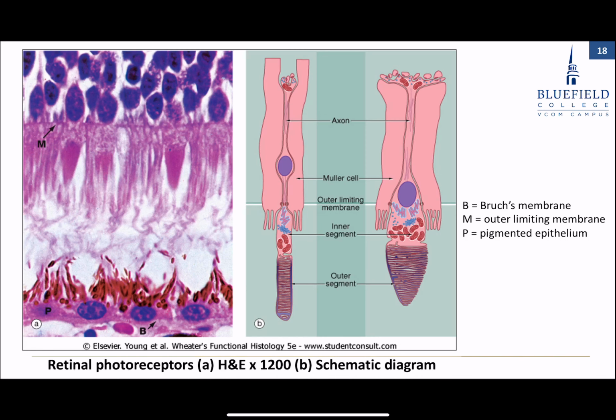Here's our pigmented epithelium right here. All right, that pigmented epithelium is going to be simple cuboidal epithelium. And once again, the pigment in there is melanin, a very dark form of melanin. And we've seen that dark pigmentation all over the place, haven't we?